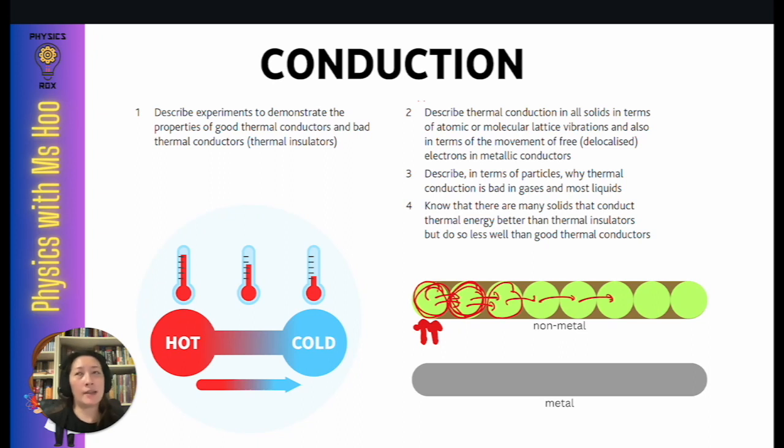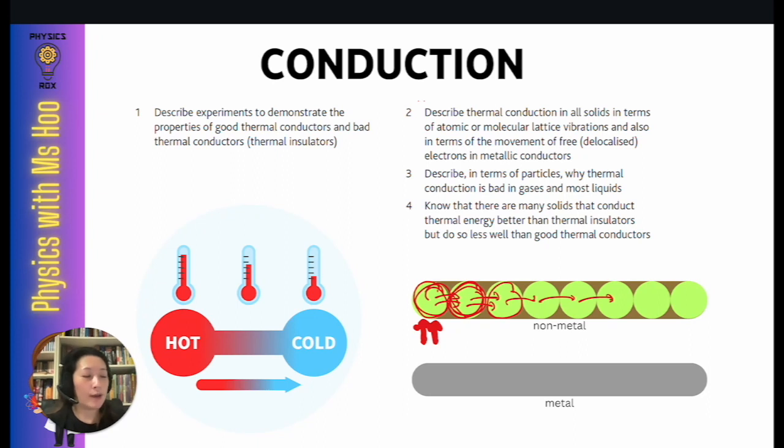Now, this happens in all materials, whether solids, liquids, or gases, just that we find that it happens the most quickly in solids because solid particles are right next to each other. In liquids and gases, it is possible but very difficult, because in liquids and gases, convection tends to take over, which we'll cover in the next slide. This also happens in all materials, whether non-metal or metal, but in metals, there's an additional method of thermal conduction. In this case, the movement of free electrons.